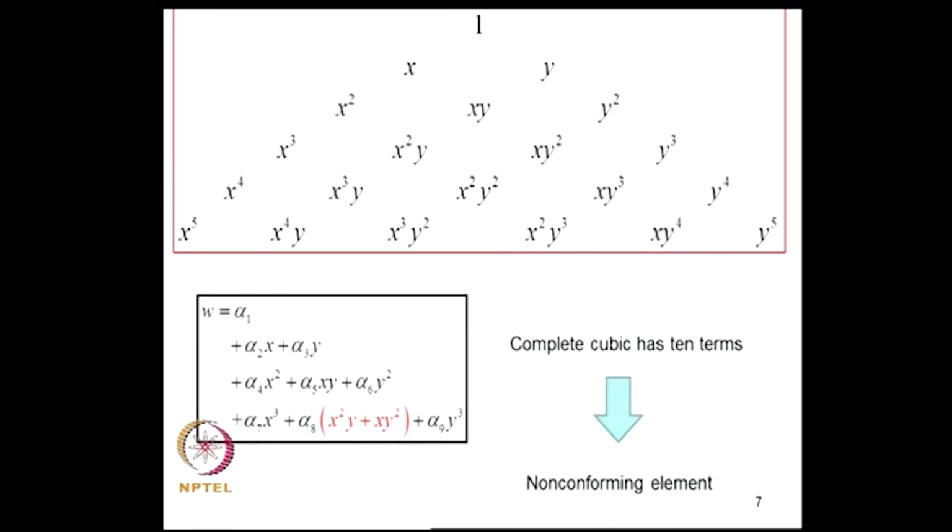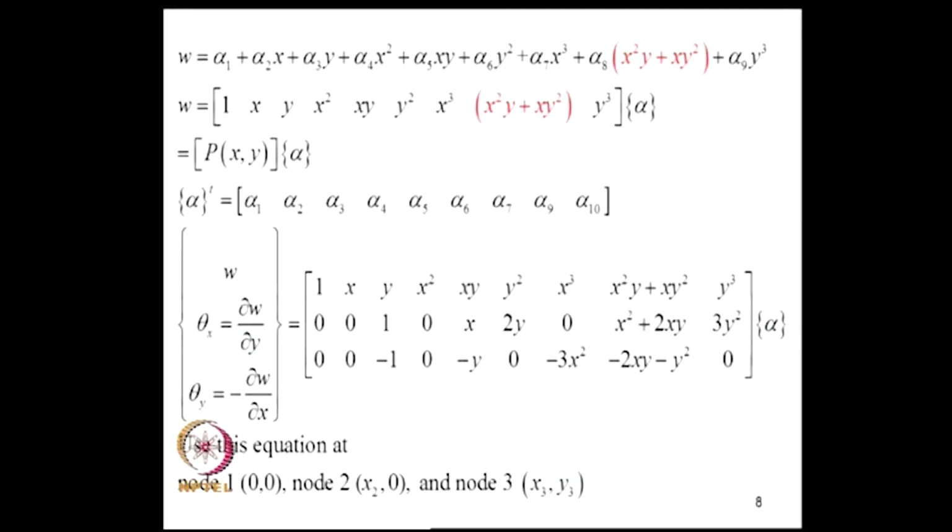So, we have to select now 9 terms. What we do is we start with 1, then x and y, then these 3 terms get selected. Next, when it comes to cubic terms, to get a complete cubic we need to have 10 terms, but we need only 9 terms in our representation. So, what is being done in this element is this x square y and x y square are multiplied by a common generalized coordinate. As we will see shortly, this will make the element a non-conforming element. So, let us consider this.